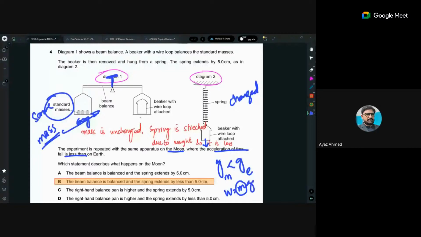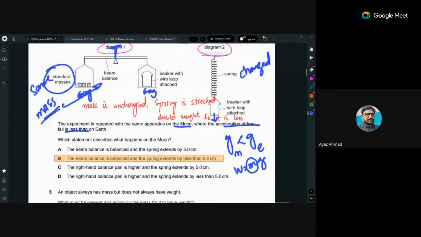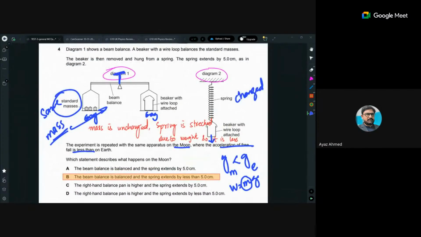But the spring balance works on the pull of gravity. For the spring, if the bucket is pulled by more force, it will cause more extension in the spring. If it is pulled by less force, it will cause less extension in the spring. Is this clear? Yes, sir.